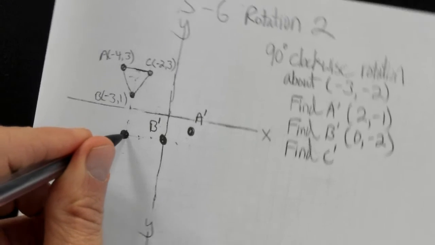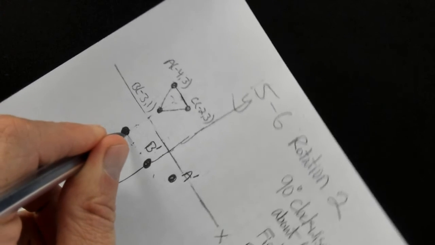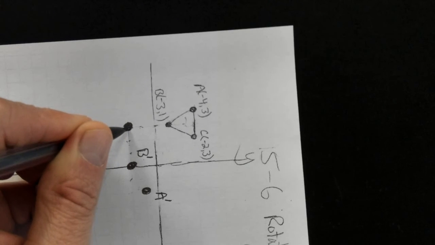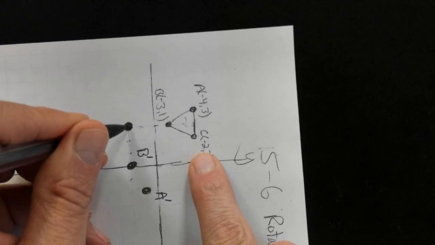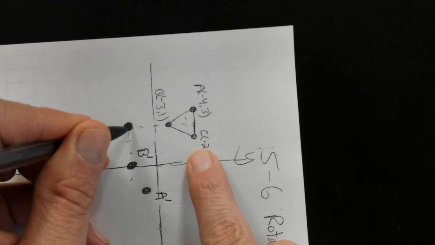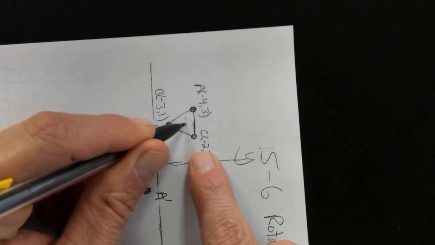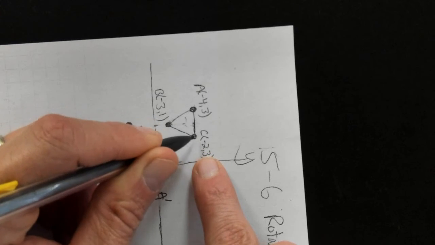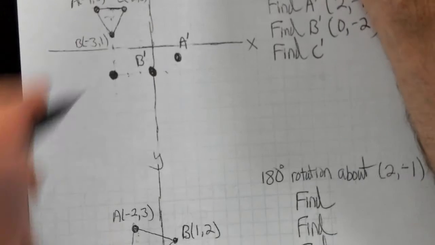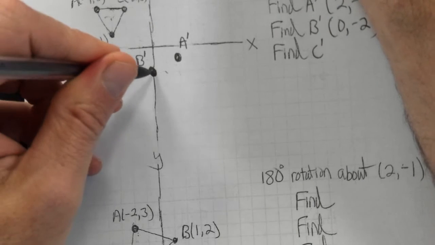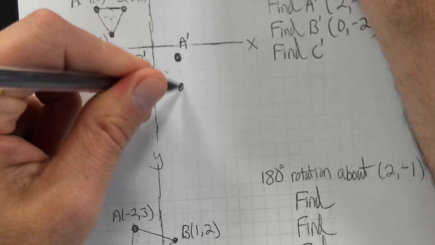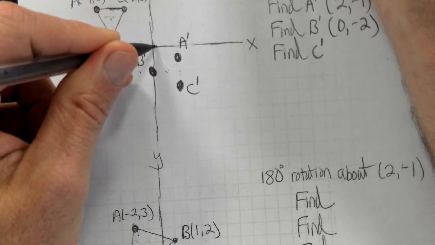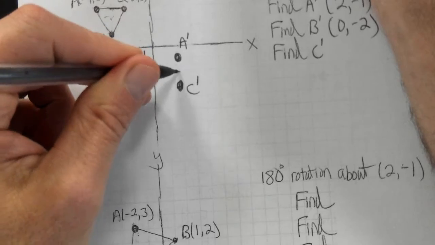The next one we want to look at is C prime. Again, a 90 degrees clockwise rotation, and I want to find C prime. Where is C with respect to the center of rotation? It's over 1, 2, 3, 4, 5, but it's down 1. Over 5, down 1. So when I go back to normal, where do I go? Over 1, 2, 3, 4, 5, and down 1. The coordinate for C prime is going to be 2, -3.